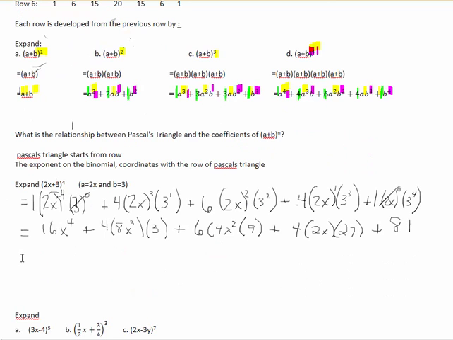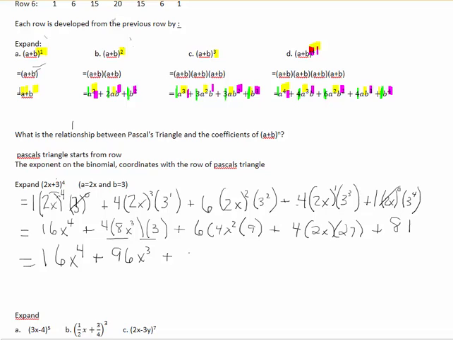Our last line here is just our final multiplication. So we have 16x to the power of 4. Now we're going to multiply the 4 times the 8 times the 3. It's multiplication all within that term. So 4 times 8 times 3 is 96. Then we still have our x cubed.